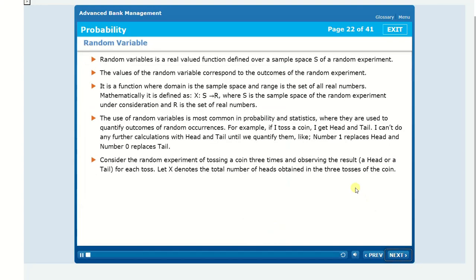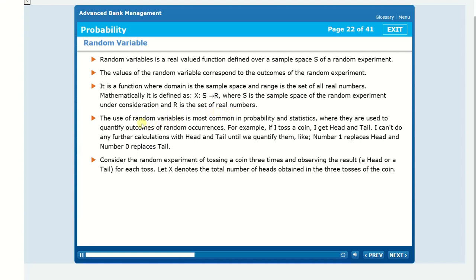Random variable. A random variable is a real-valued function defined over a sample space S of a random experiment. The values of the random variable correspond to the outcomes of the random experiment. It is a function where the domain is the sample space and the range is the set of all real numbers. Mathematically it is defined as X: S to R, where S is the sample space of the random experiment under consideration and R is the set of real numbers.